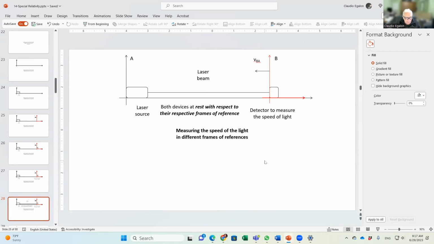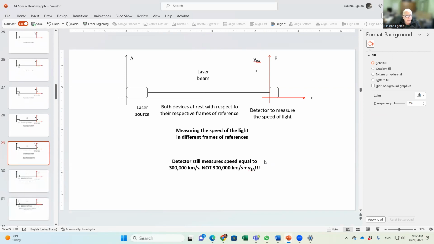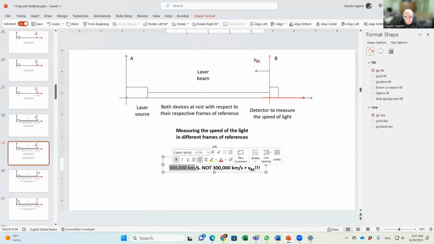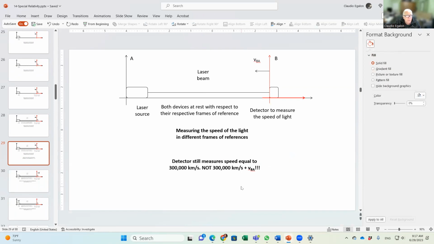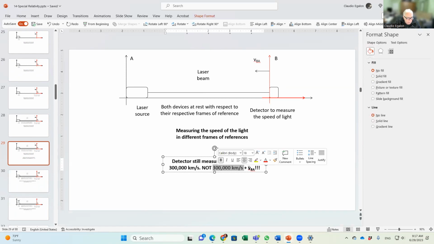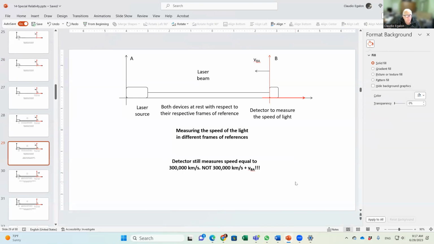And then what does Einstein's second postulate mean? It means that this detector is going to measure 300,000 kilometers per second for the speed of the light, and not 300,000 kilometers per second plus V_BA. That was the failure of the Galilean transformation. The Galilean transformation would expect that the velocity of the light measured by this detector would be 300,000 kilometers per second plus the speed of its referential.